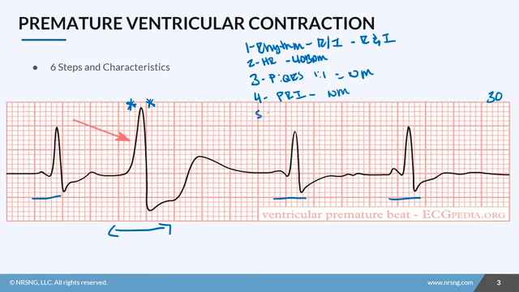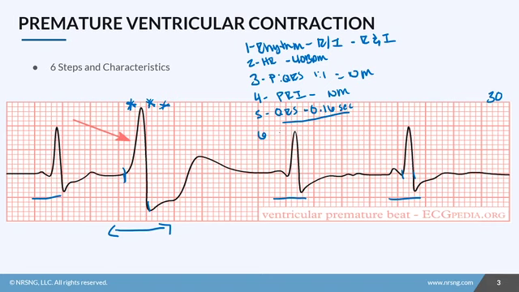And in step number 5, we look at the QRS complex. So let's measure the one for the PVC from here to here. We have about 4 boxes, so that would be 0.16 seconds. And if you look at the QRS complex during the normal ones, it's about 0.08. So it's normal for the most part, but during the PVC, the QRS complex is a lot wider.